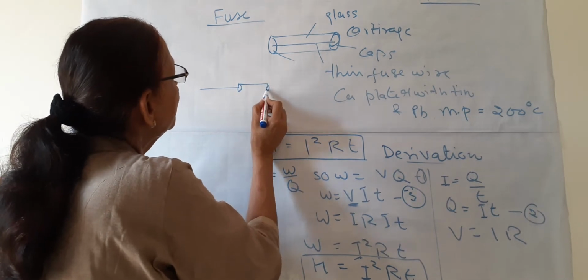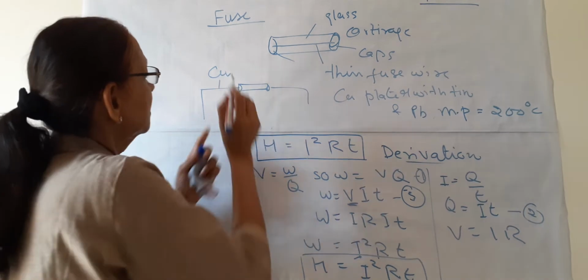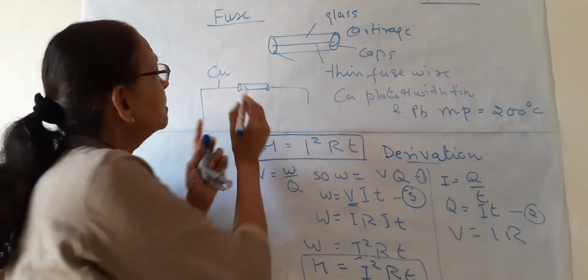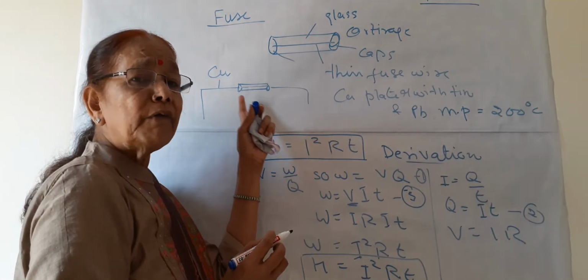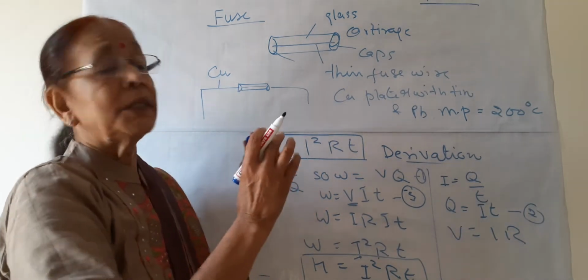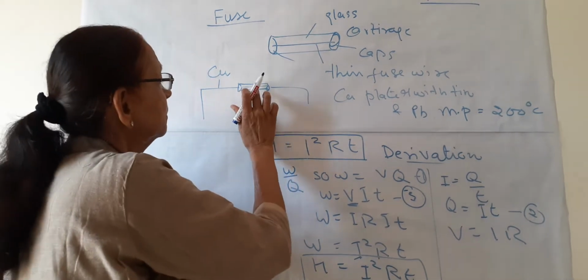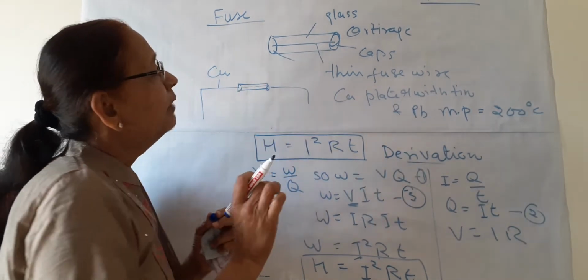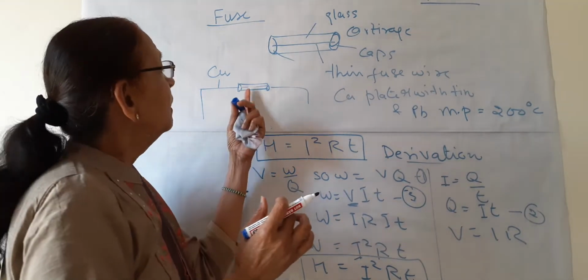Suppose this fuse is attached here in series. This is the copper wire of the circuit. So the resistance of this fuse wire is more than the resistance of copper wire, but not very much. When more current comes in the fuse, that wire melts and it is broken.